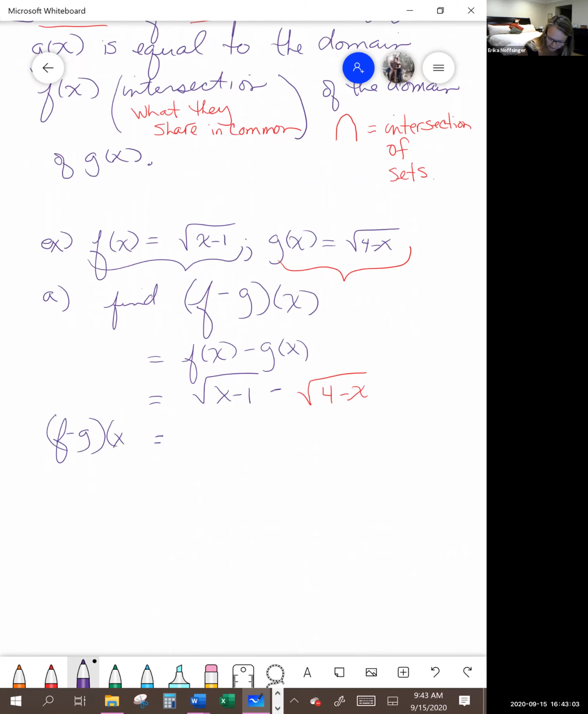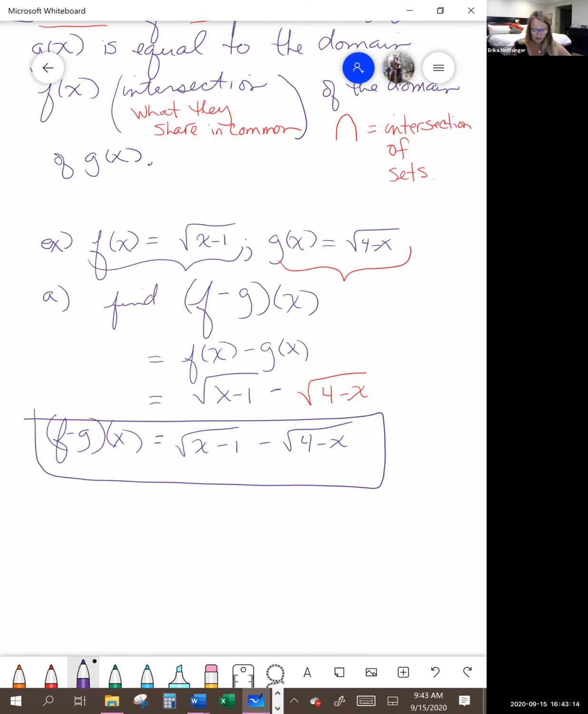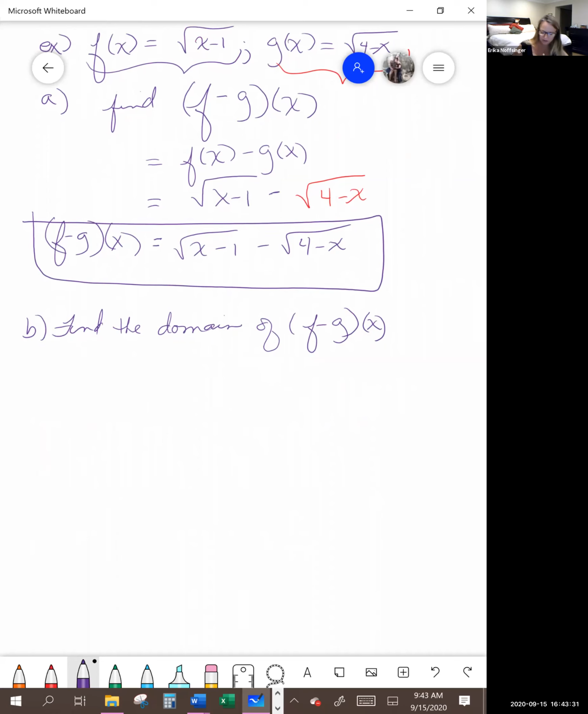Minus g of x is equal to the square root of x minus 1 minus the square root of 4 minus x. So I've got to look at different pieces. I know that what's underneath this radical, this x minus 1, has to be greater than or equal to 0, and, or intersection, the piece underneath the second radical, 4 minus x, also has to be greater than or equal to 0.